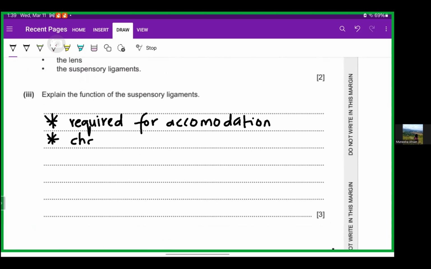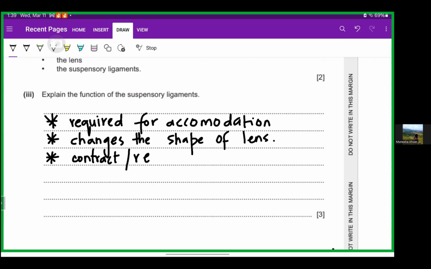It changes the shape of the lens. It contracts or relaxes to adjust the shape of the lens.